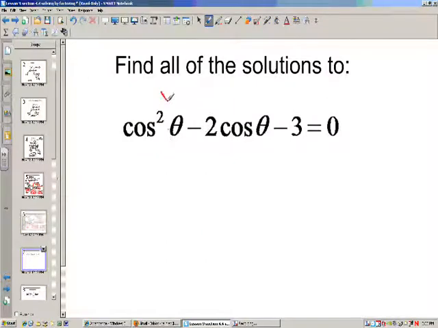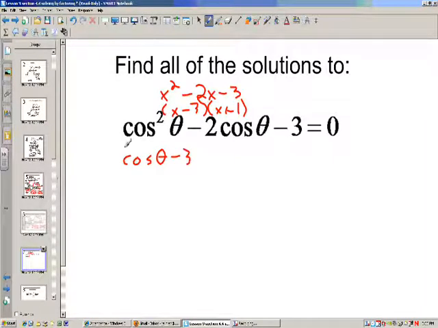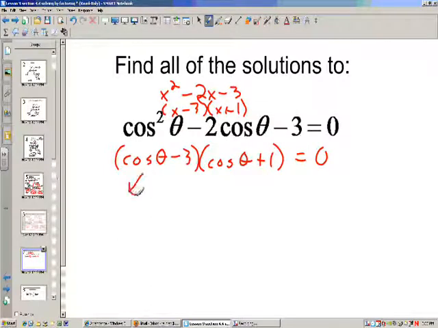If it helps you, think of this as x squared minus 2x minus 3. And if I factor that, that would be x minus 3, x plus 1. So if I factored it using cosine, that would be cosine of theta minus 3 and cosine of theta plus 1. So now I have to separate these into two equations where I have cosine of theta minus 3 equals 0, cosine of theta plus 1 equals 0.